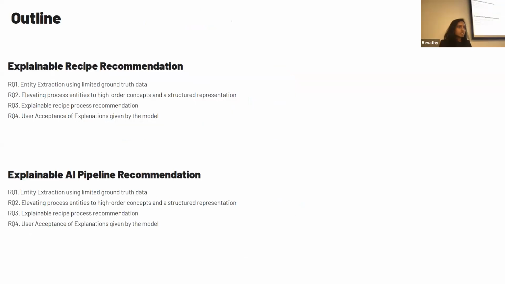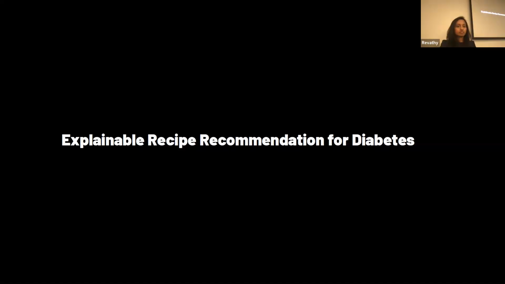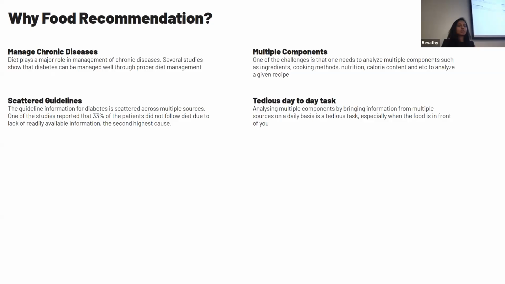So the rest of the presentation is outlined as follows. We are going to explore the 4 research questions in these 2 domains to do explainable process recommendation, recipes being a process and AI pipeline being a process. Let's start with the recipe domain, explainable recipe recommendation in the context of diabetes.